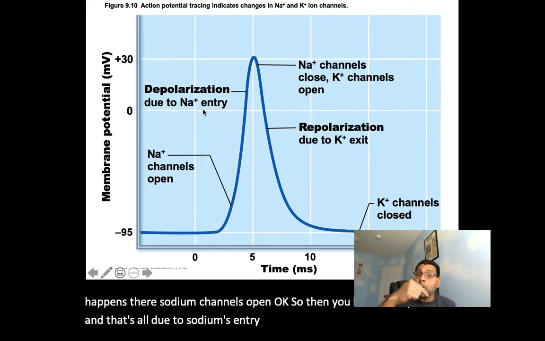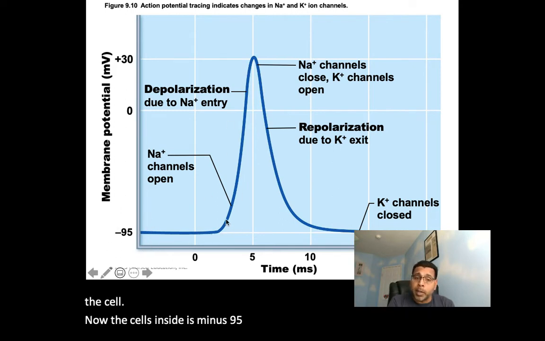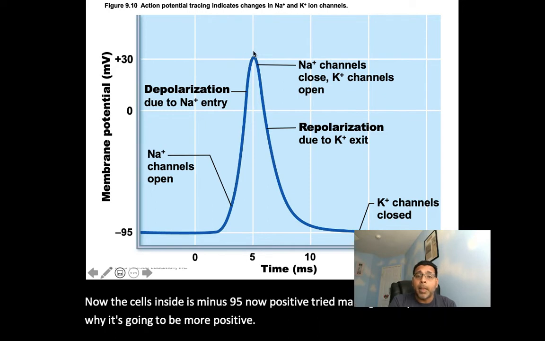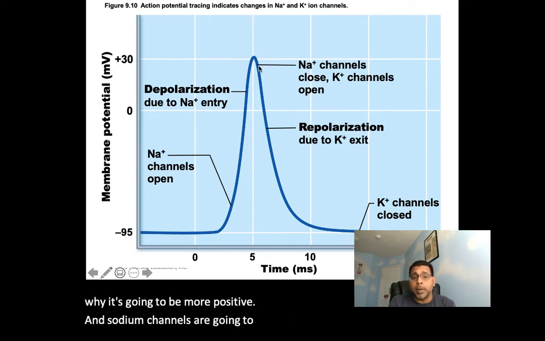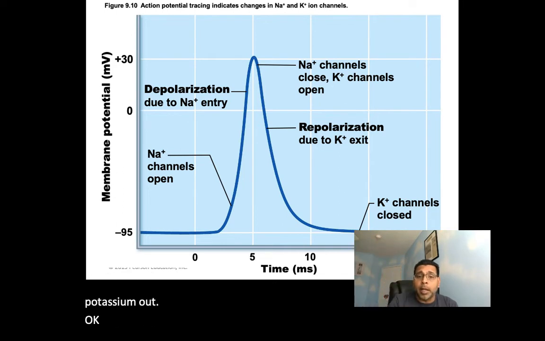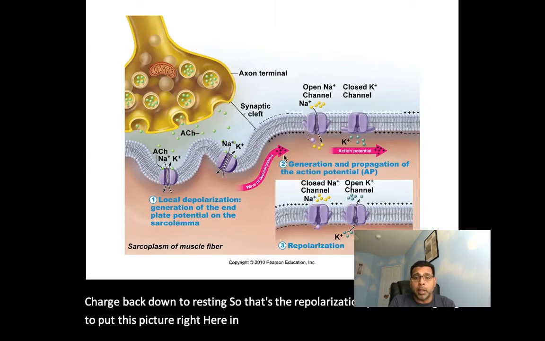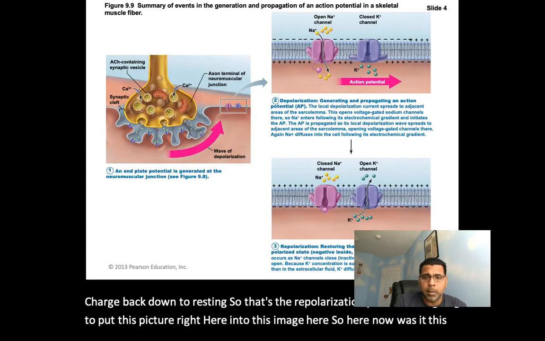Sodium is making its way into the cell. Sodium has a positive charge, so the positive charge making its way into the cell, when the cell's inside is minus 95, is why it's going to become more positive. Then sodium channels close and potassium channels open, kicking potassium out, which helps restore the charge back down to resting. That's the repolarization phase. So I'm going to put this picture into this image here.